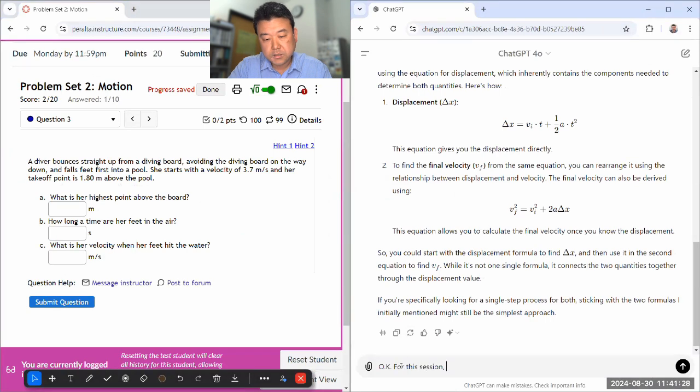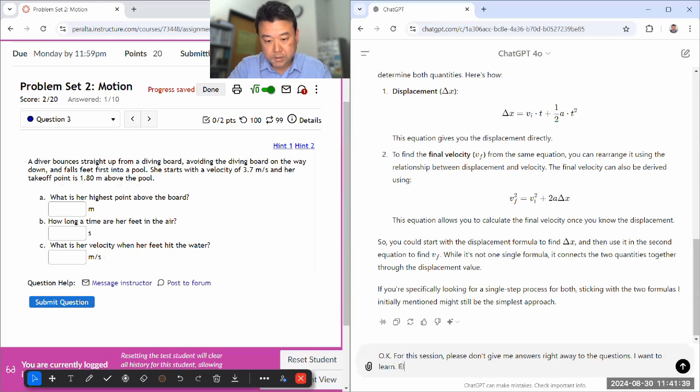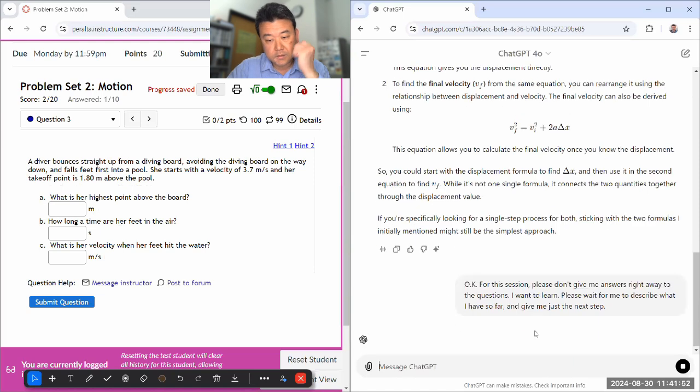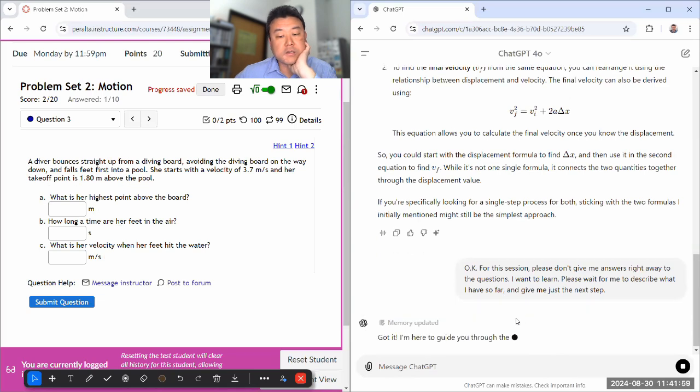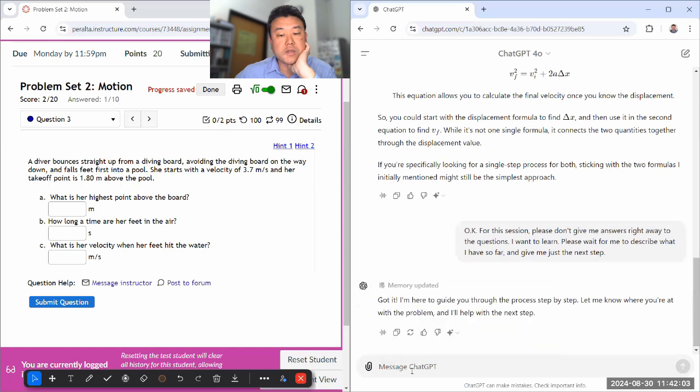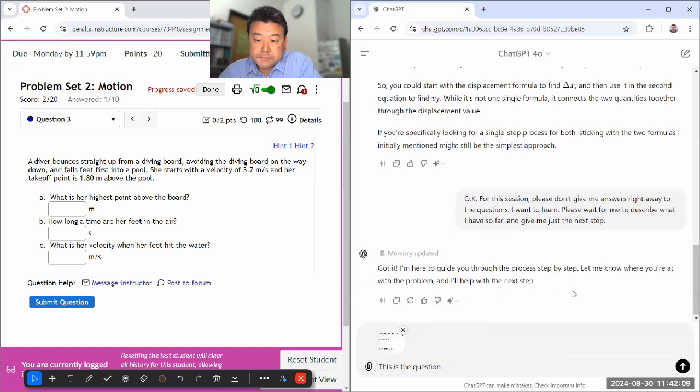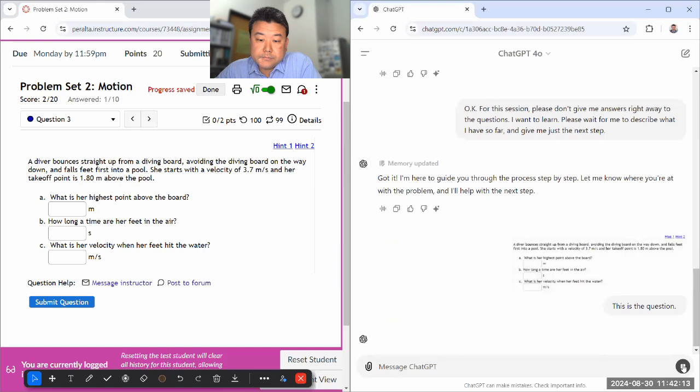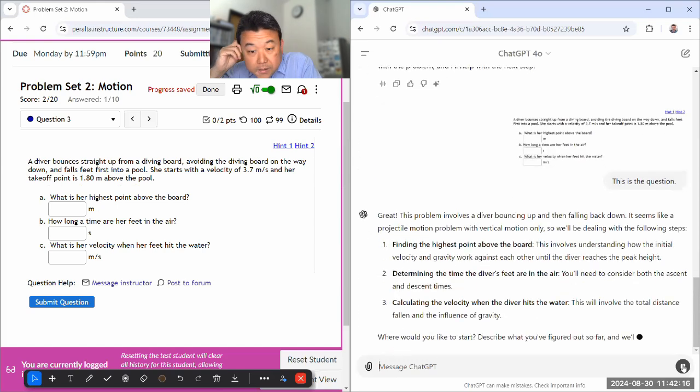Okay, for this session, please don't give me answers right away to the questions. I want to learn. Wait for me to describe what I have so far and give me just the next step. It'll probably acknowledge it, and to test if it got my instruction correctly, I will just paste the question and see what it does. This is the question. Hopefully it won't tell me anything. It'll just ask me what to do next.